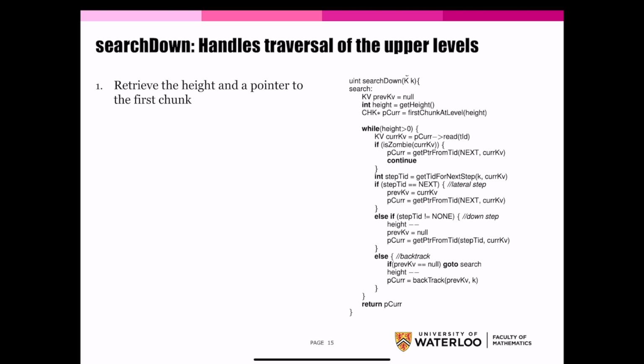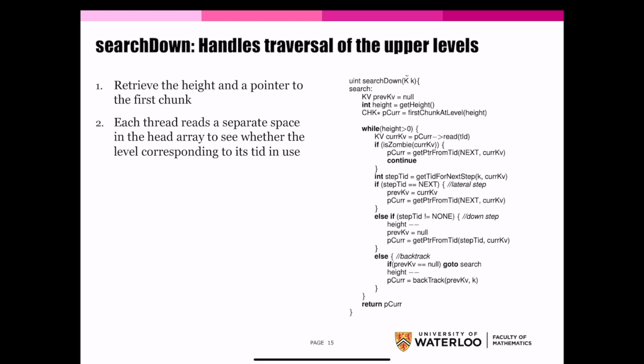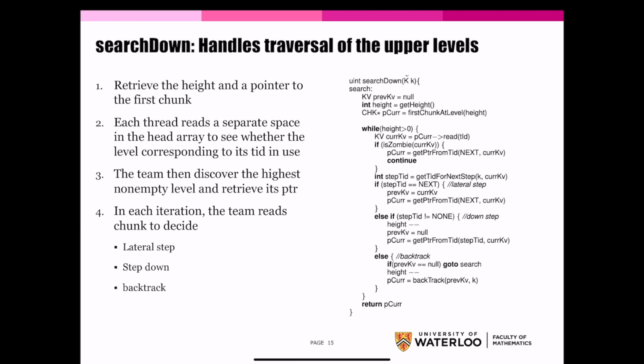Now, let's talk about the functions search down and search lateral. Search down is used to handle traversal of the upper levels. It retrieves the height and the pointer to the first chunk. Each thread reads a separate slot in the head array to see whether the level corresponding to its thread ID is in use. The team then discovers the highest non-empty level and retrieves its pointer. In each iteration, the team reads a chunk to decide on a lateral step, step down, or backtrack.